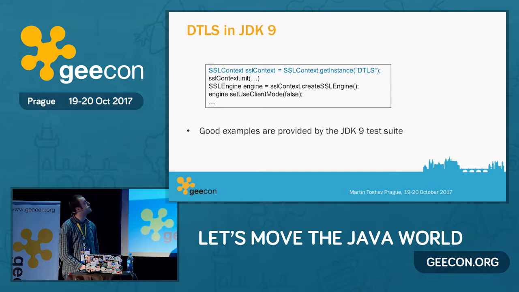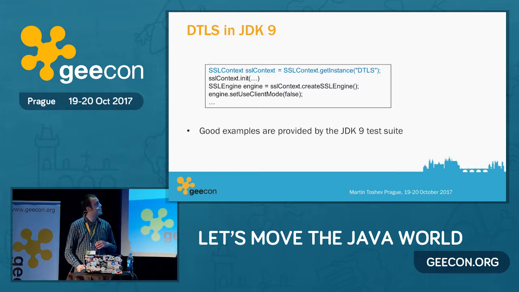And here is a very simple example of how you can get started with DTLS. First, you need to have the so-called SSLContext. SSLContext basically can be used to create either an SSLSocket or an SSLEngine instance. And from the SSLContext, you get an instance of DTLS. Then you initialize the SSLContext with some parameters. And then you create an SSLEngine instance out of it. And you set whether you want to use the SSLEngine in client or server mode, meaning whether this is client or server.